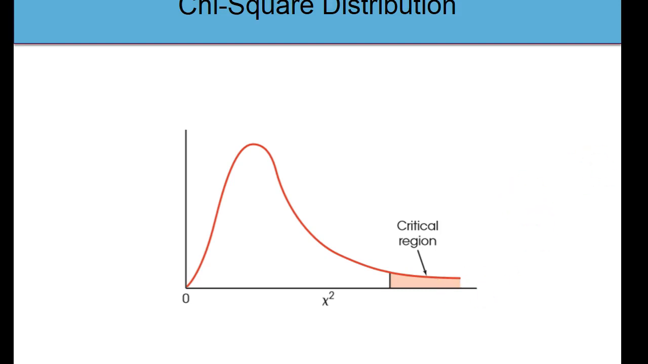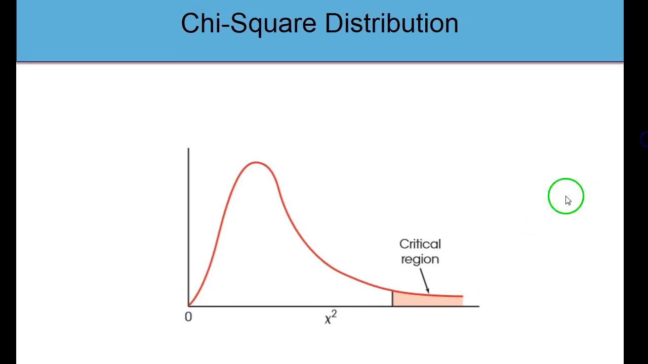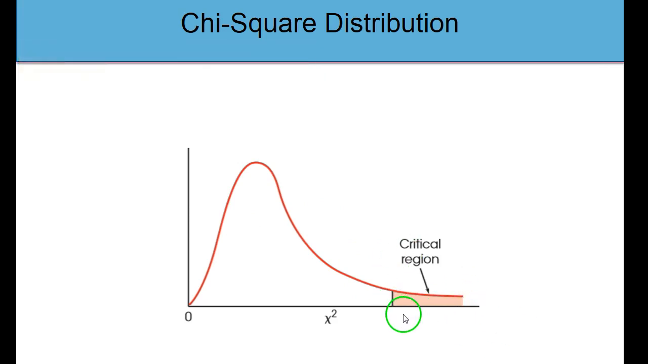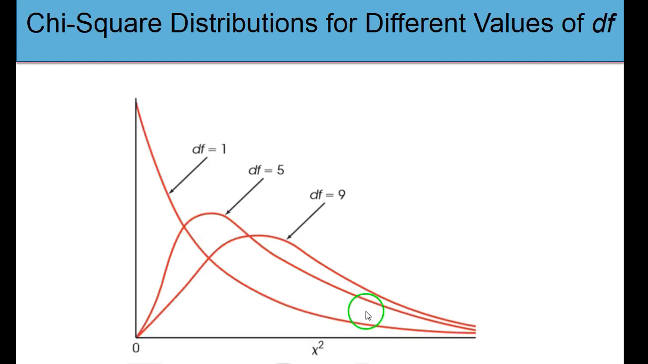Here is an example of a chi-square distribution. Like the F distribution, you're going to see a positively skewed distribution of values. And whenever we set alpha to say 0.05, any chi-square value that falls into this critical region will be considered statistically significant. And here's how the shape of the chi-square varies as a function of degrees of freedom.